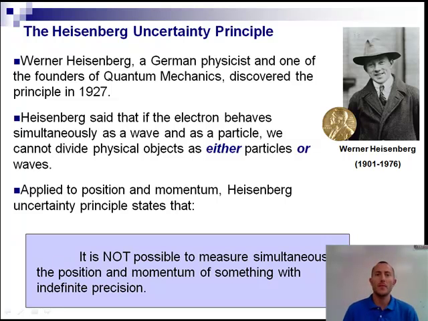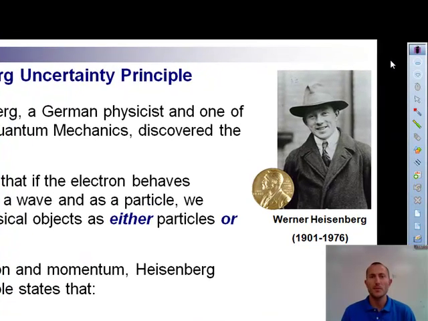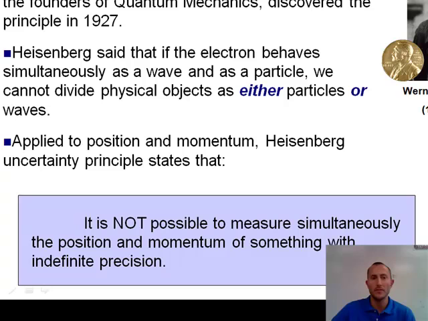At about the same time that Schrodinger was developing his wave equation, another scientist, Werner Heisenberg, was working on developing a quantum theory of matter. Heisenberg, one of the actual founders of quantum theory, developed what he called the uncertainty principle in 1927.